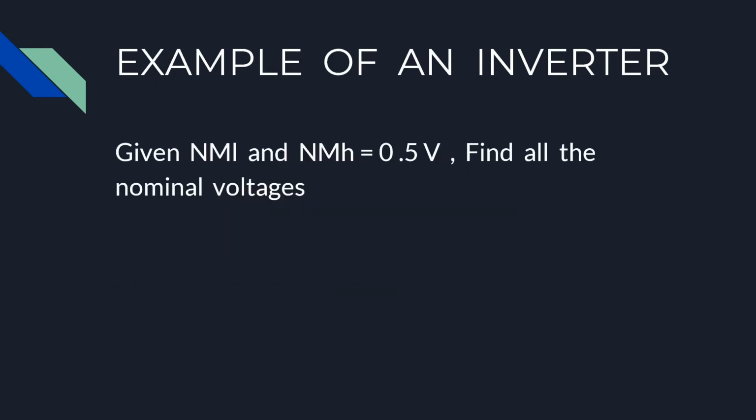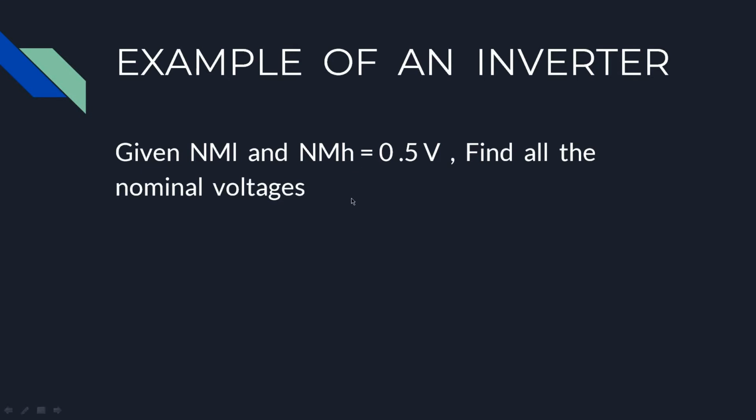So this is the given data. They have given NML, which is the noise margin low, and NMH, which is the noise margin high, which is equal to 0.5 volts. We need to find all the nominal voltages. Nominal voltages in the sense that we need to find VOL, VIL, VOH and VIH.